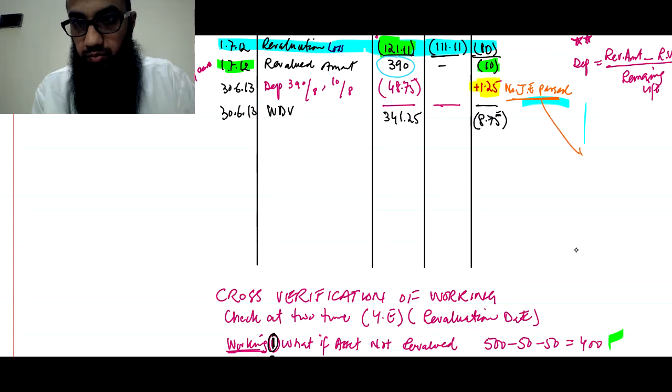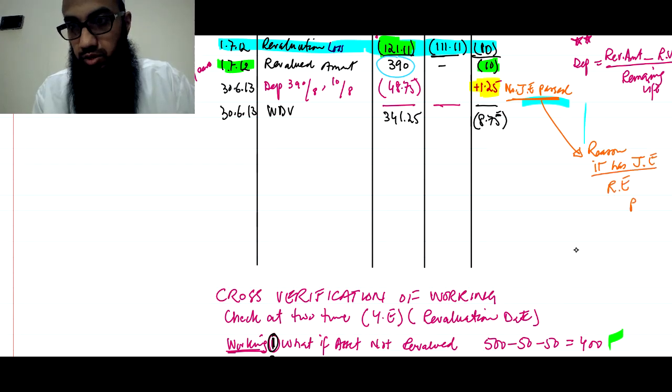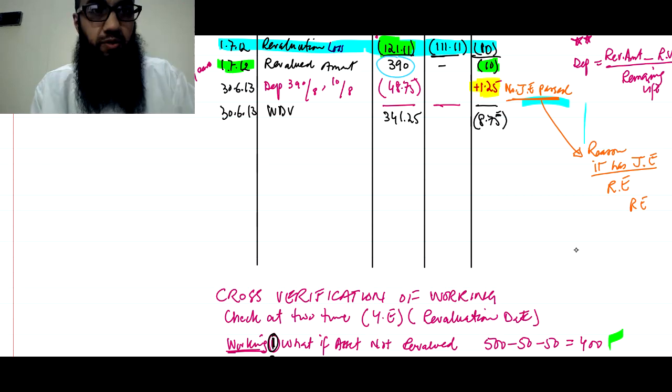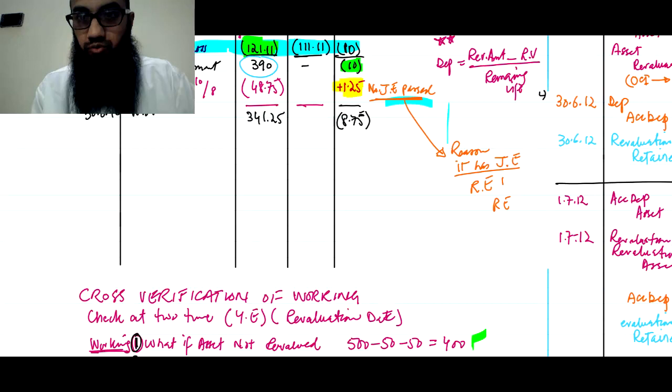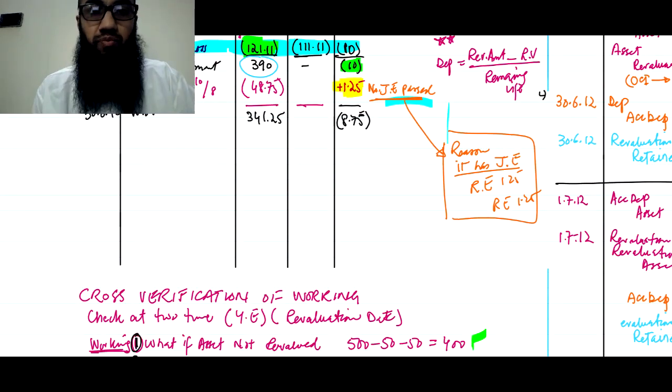The reason: actually it has a general entry of retained earnings debit, retained earnings credit with 1.25. So passing this entry is not useful, so we will not pass this general entry. Depreciation general entry will be passed.